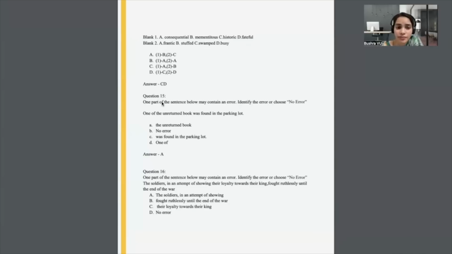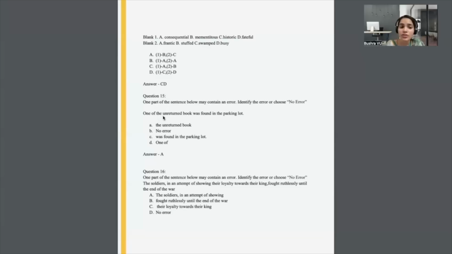Question number 15. One part of the sentence below may contain an error. You have to identify that. If there's no error, then just choose no error. One of the unreturned book was found in the parking lot. Technically, there's no error. But like I told you, right? This is very tricky.